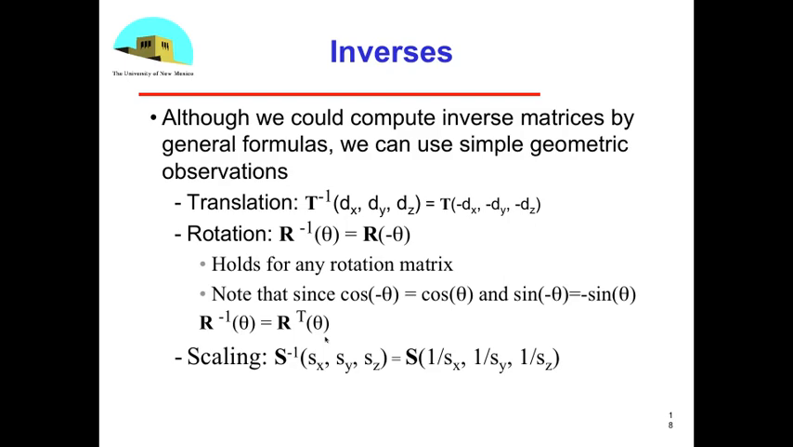So that's simple, and that's a translation matrix. So the inverse of a translation is another translation. And if you actually multiply the two out, you'll get the identity matrix. Likewise with rotation. If you rotate by an angle theta, then if you want to get back to where you were, you use minus theta.